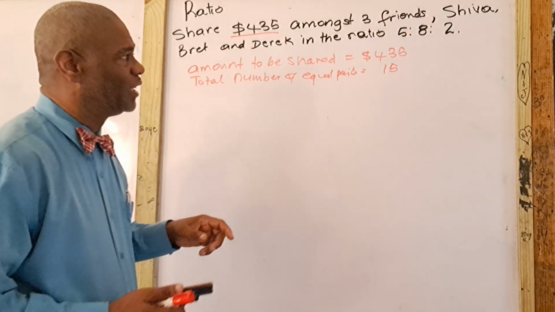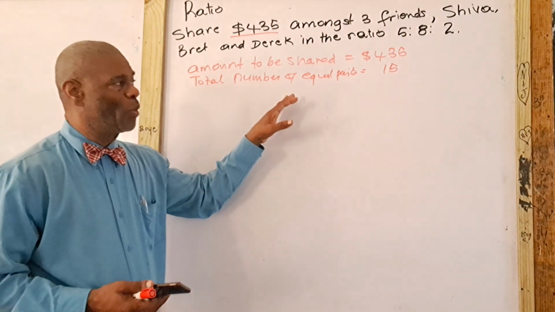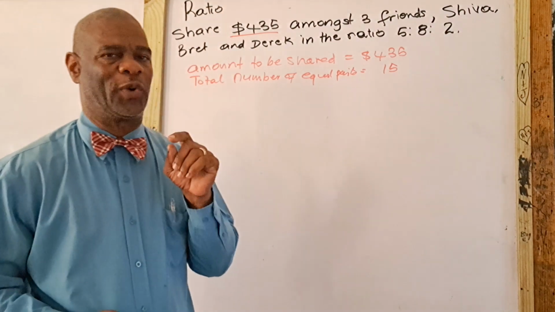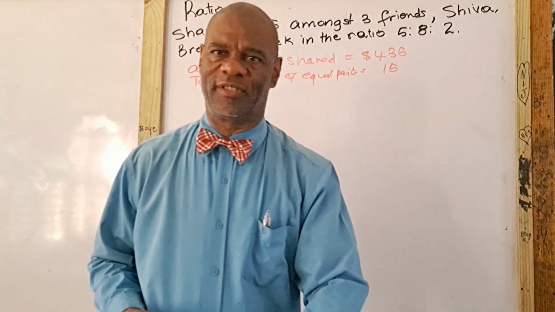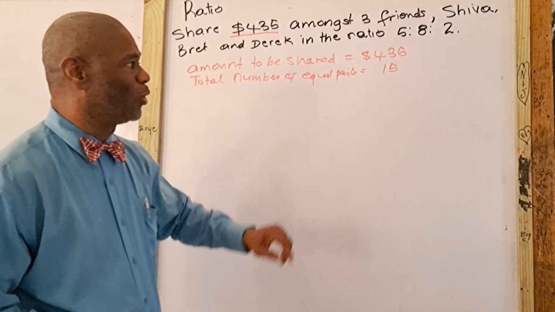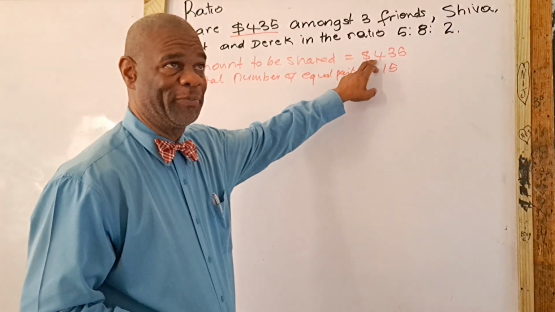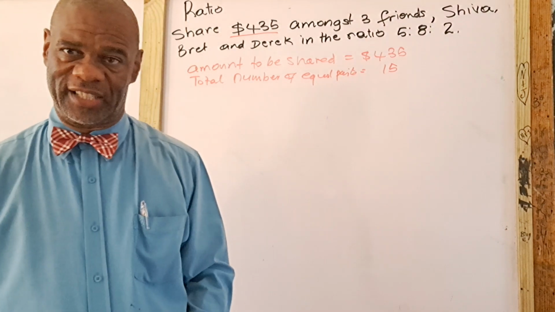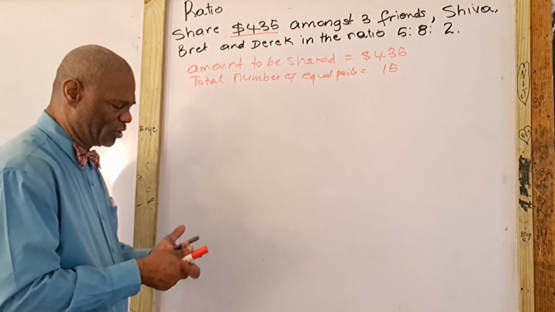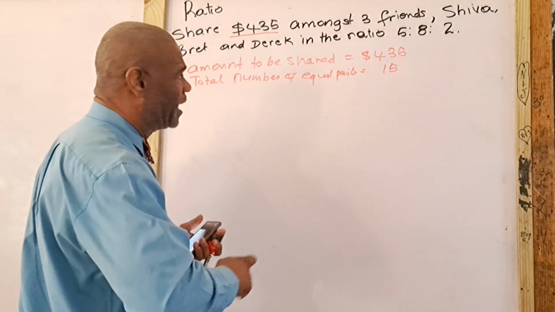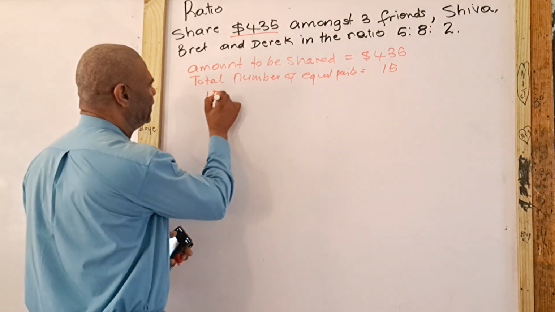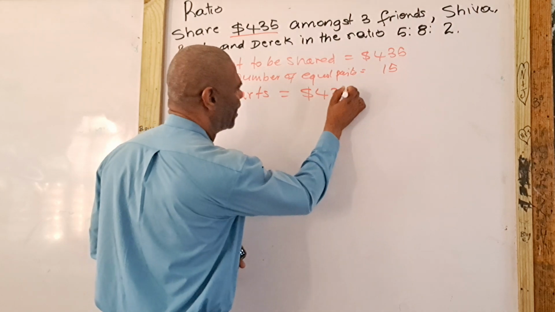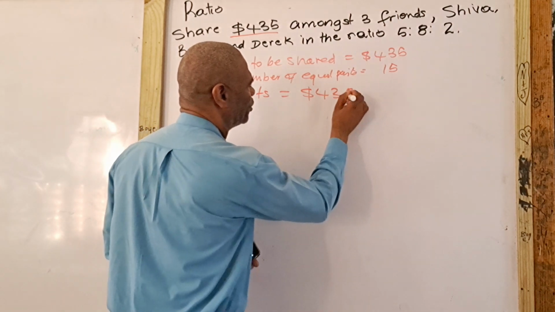Now, what we are going to do here, we are going to find out how much 1 part is. Now, what would we do to find out what 1 part is? Very good. We are going to divide the amount of money to be shared by the total number of parts to be shared in. So 15 parts equal $435.